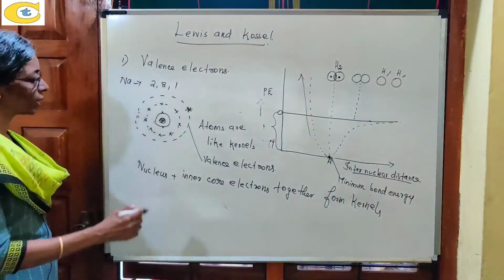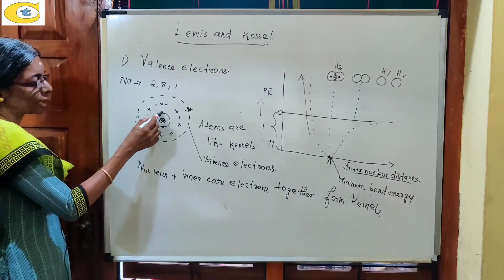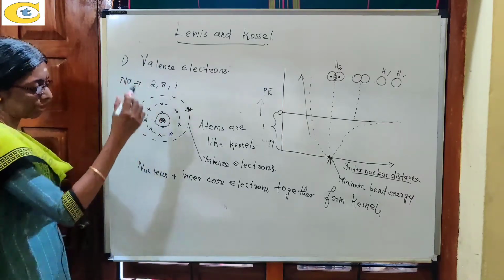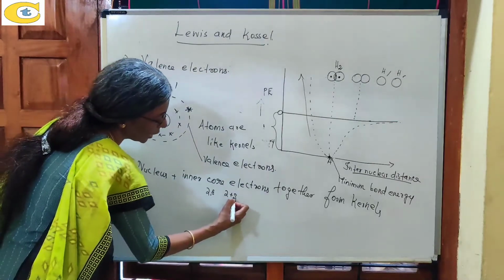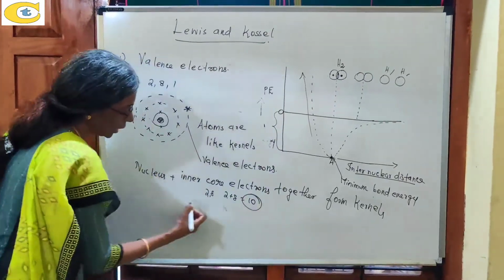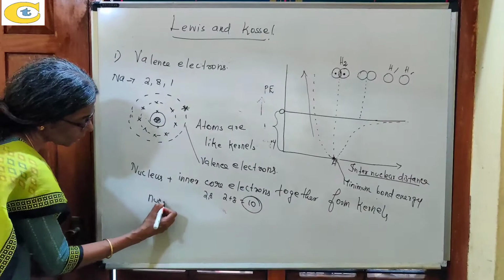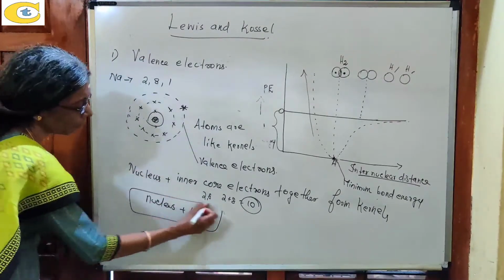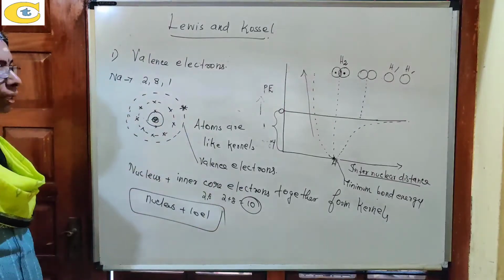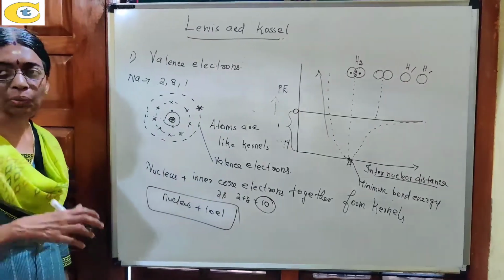Okay, so here there is a nucleus and an inner core, which means 2 electrons, then 8 electrons. So in total 2, 8. That means 2 plus 8 is equal to 10 electrons. So the nucleus plus 10 electrons form the kernel. Okay, so the valence electrons are outside.